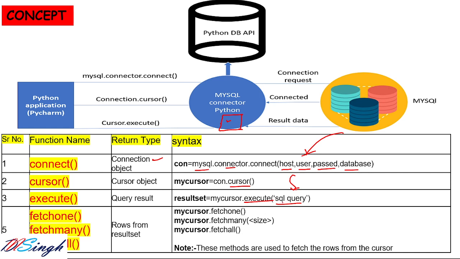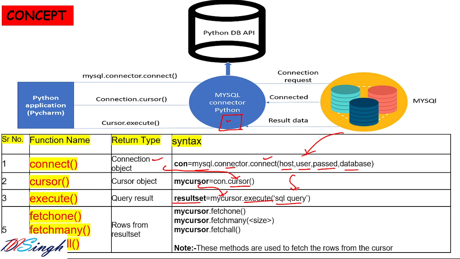The execute function will be called with the help of my cursor object, the cursor will be created with the help of the connection object, and the connection object will be created using the connect function. This is the chronology of how it happens. First connect is called and creates a connection object, then with its help you create a cursor object, and with the cursor object you call the execute function, which supplies that query to the database. The database returns the result, and that is stored inside the result set.